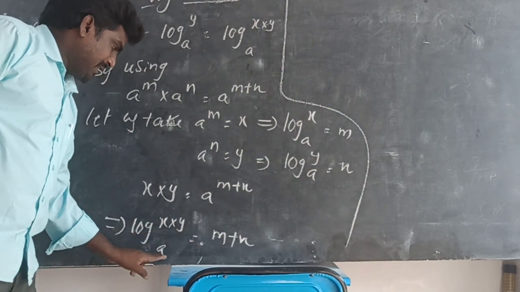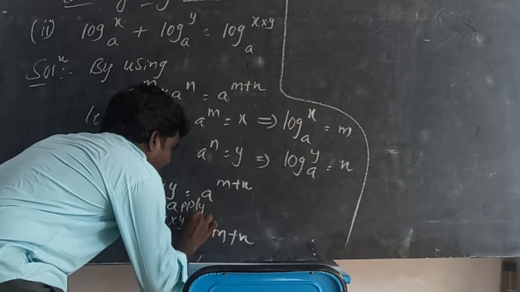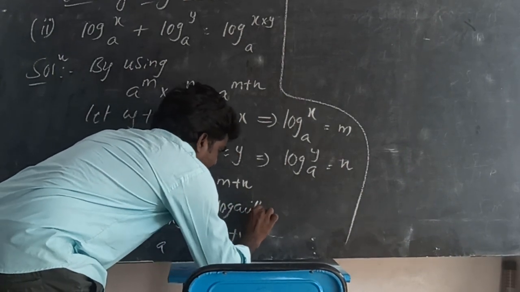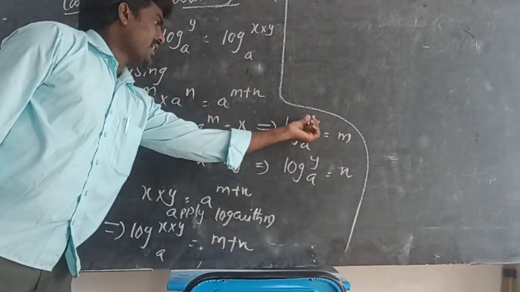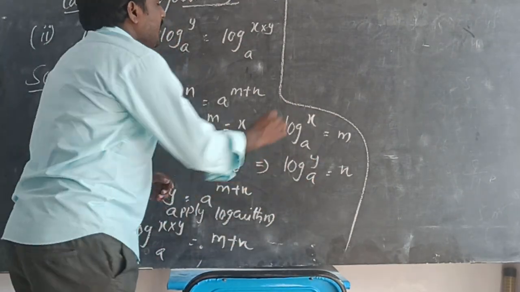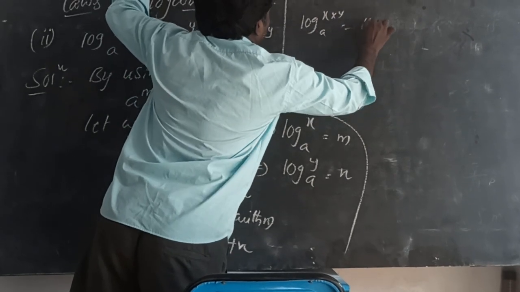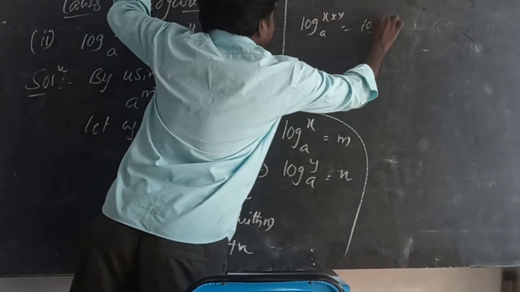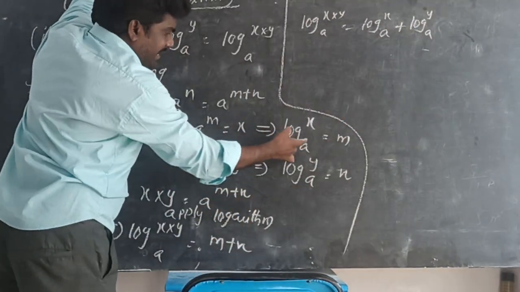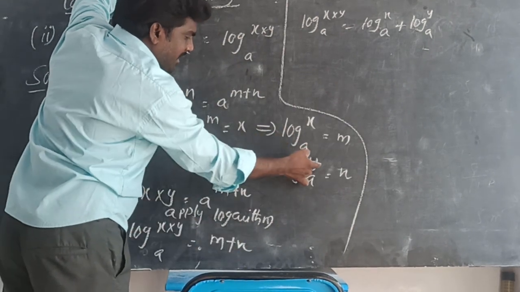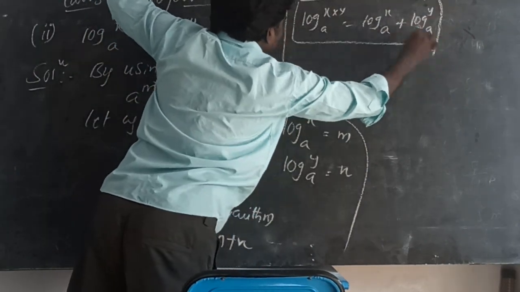Log x into y base a is equal to m plus n. Here we apply the logarithm. Then we get log x into y base a is equal to m plus n. m is log x base a, n is log y base a. So log x into y base a is equal to log x base a plus log y base a. In place of m, you take log x base a, and in place of n, you take log y base a. This is the second law of logarithm.